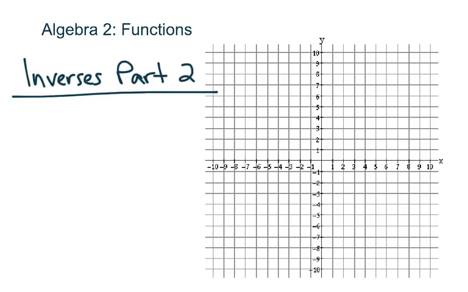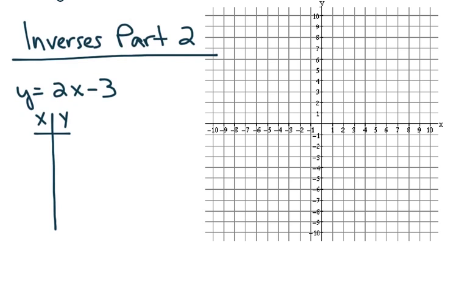In inverses part 2, the next thing we need to do is try to find the equation of an inverse. I'm going to start with something very simple: y equals 2x minus 3. This is sort of my default linear equation. And what we did in part 1 was start by making a table of values.